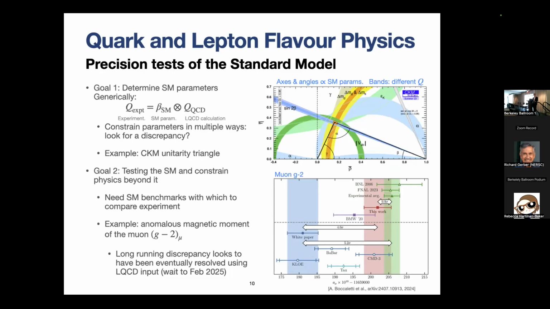And so this discrepancy between theory and experiment has basically gone away, although we need to wait until February next year until new experimental results come out and additional theory calculations will come out that will most likely confirm that this is no longer a real discrepancy.